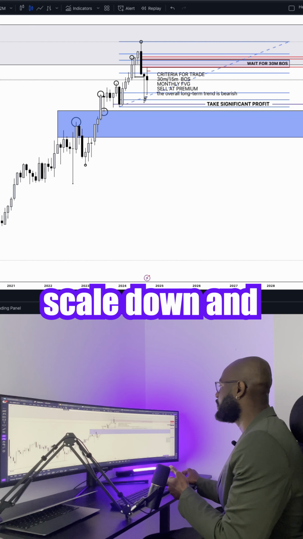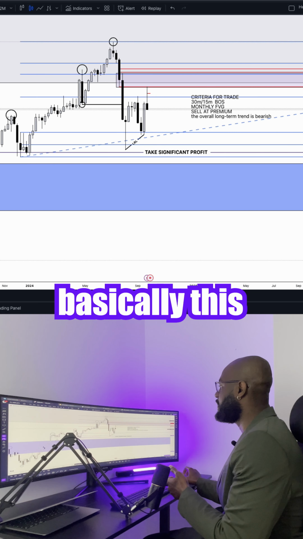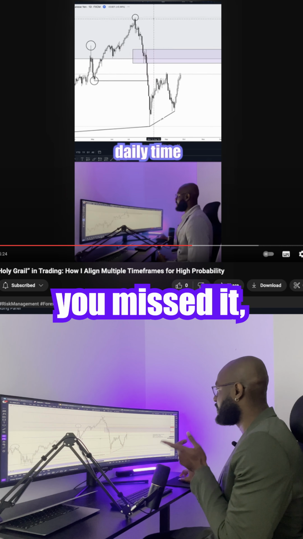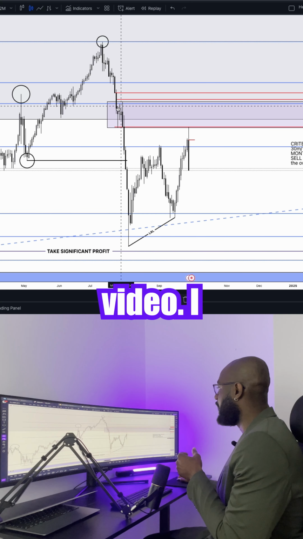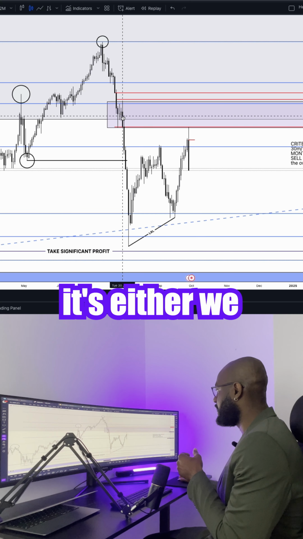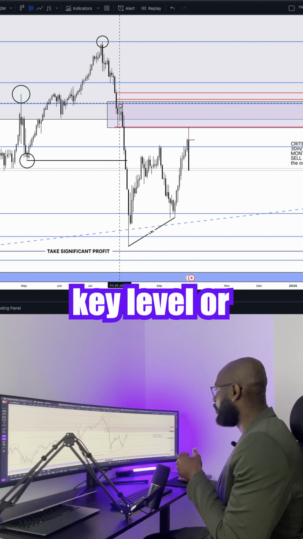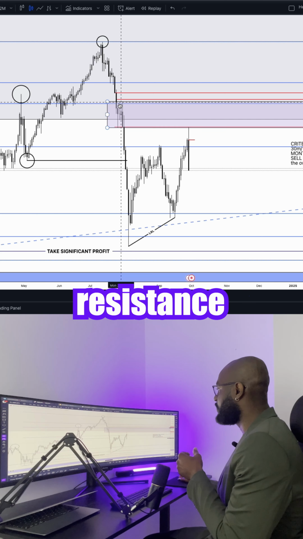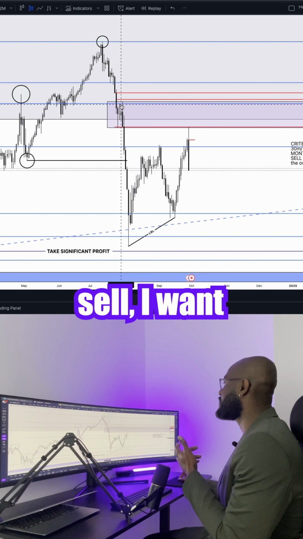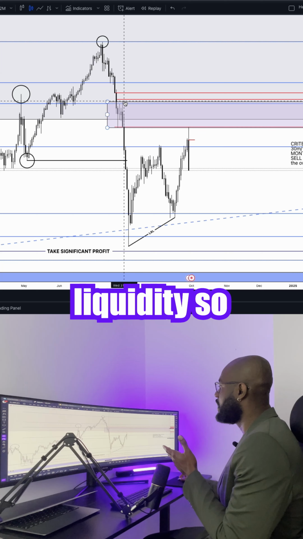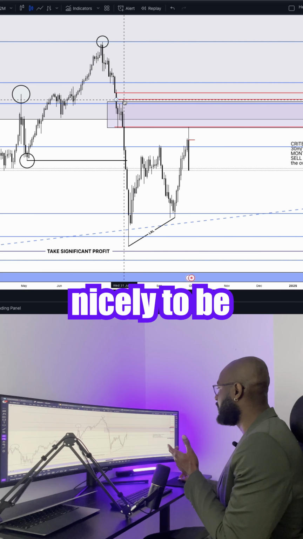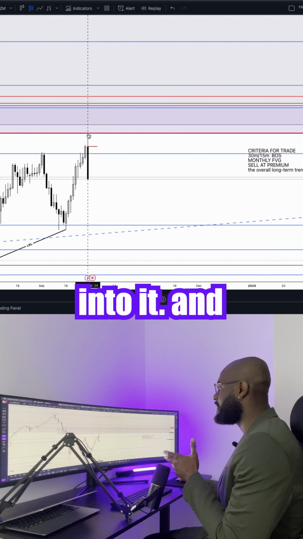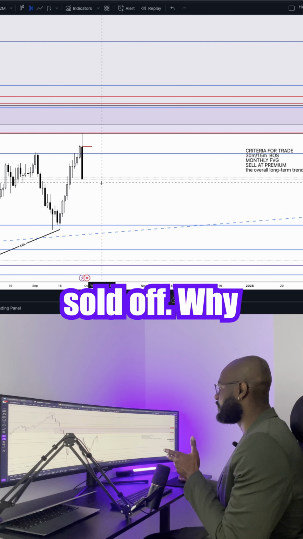If we scale down, we can see this was the key level. I outlined this key level in that video. If you missed it, I would recommend you watch that video. I outlined the key level here, and I said either we'll mitigate this key level or price could want to run liquidity here. But don't forget, this key level, we have high resistance liquidity. So if I want to sell from a high resistance liquidity, this aligns pretty much nicely to be an area for a sell-off. And look how nicely price just tapped into it and sold off.